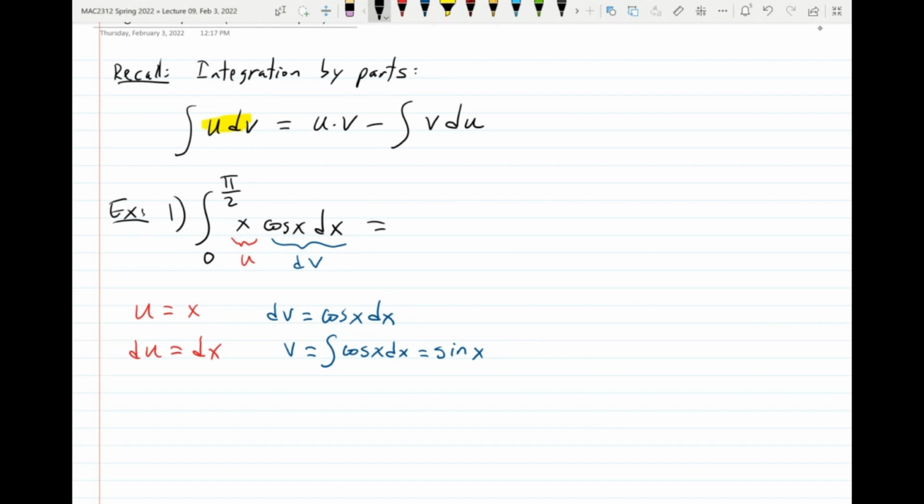All right, so now we use the formula. So the formula says that this equals u times v, so that's x times sine of x. Now this is a definite integral, so you have to evaluate. Minus the integral, you put your limits, of v du. So that would be sine of x dx. Questions on this first step?